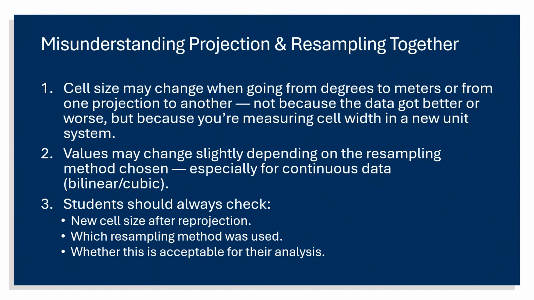Cell size may change when going from degrees to meters or from one projection to another, not because the data got better or worse, but because you're measuring the cell width in a new unit system. Values can change slightly depending on the resampling method chosen, especially if you're looking at continuous data like bilinear and cubic. Students should always check their new cell size after they reproject.